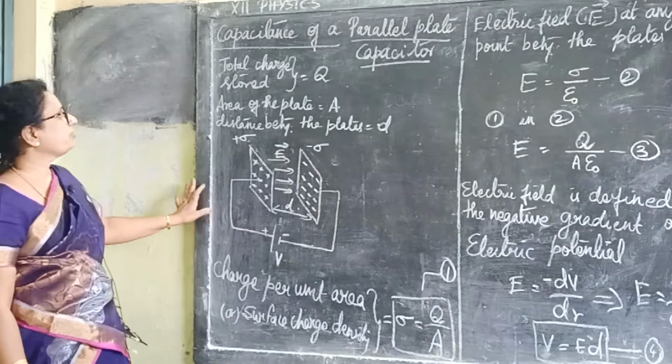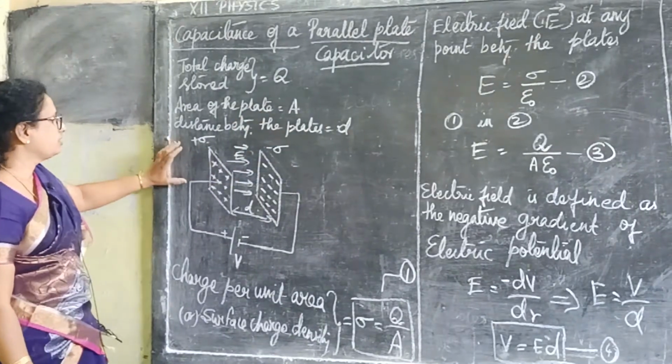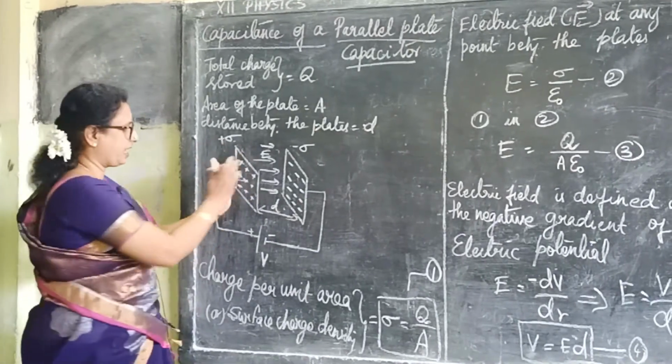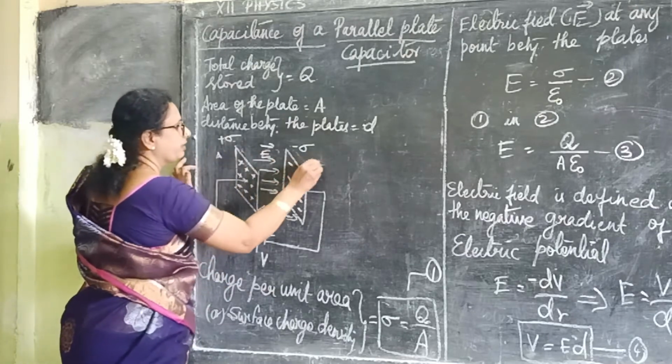So now we will derive the expression for capacitance of a parallel plate capacitor. We all know a capacitor consists of two parallel conducting plates, plate A and plate B.